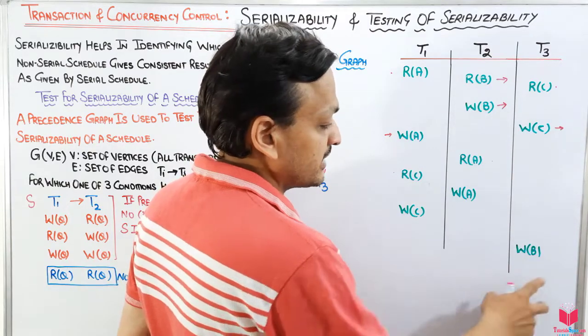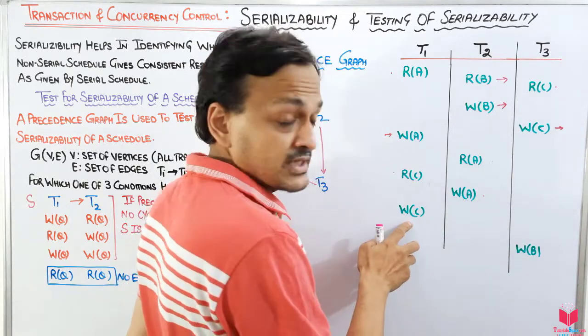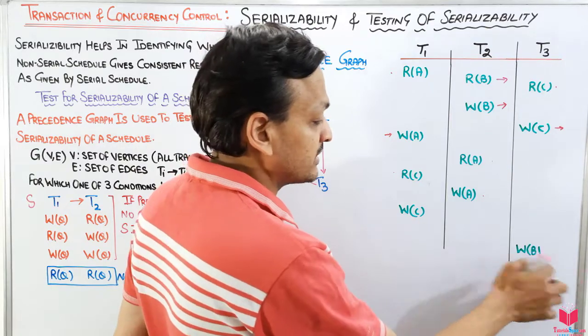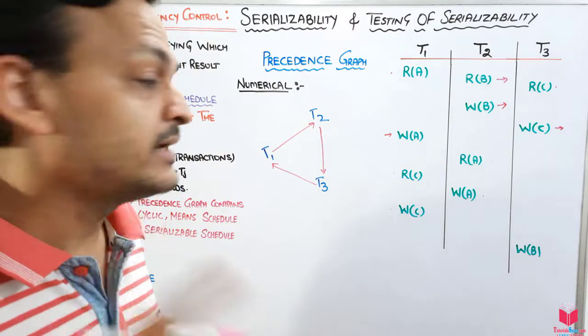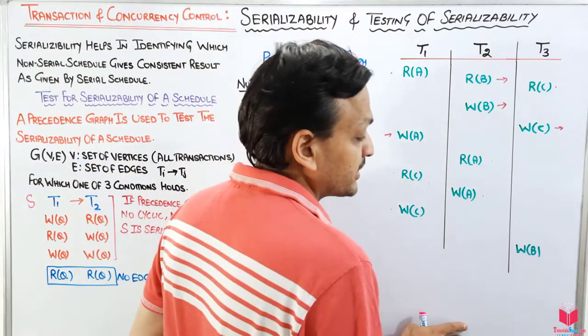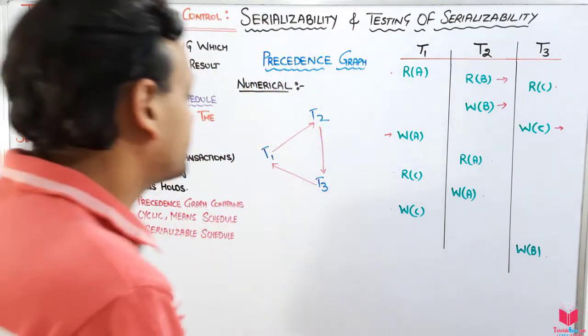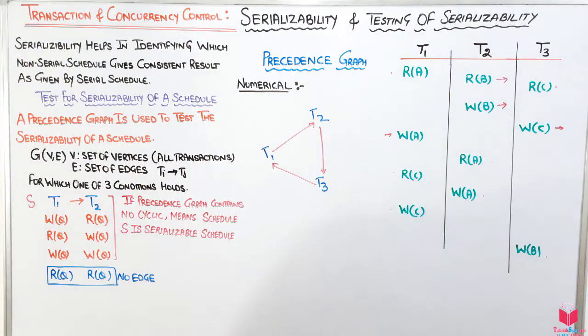There is no A, leave it. This is the write operation on C. So check for the C only. There is no C. Leave it. This is the write operation on B. So check for the B operation on T1 and T2. There is none. Leave it. That means this is the final precedence graph that comes from these transactions.